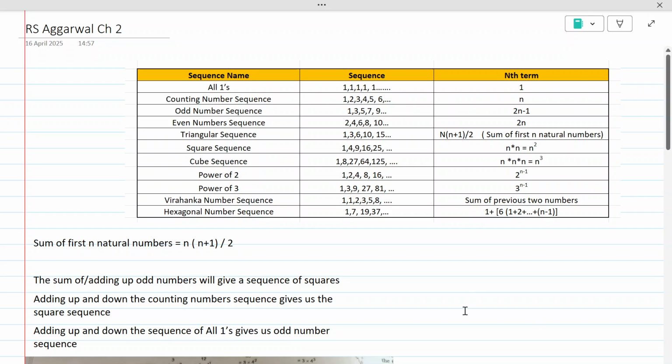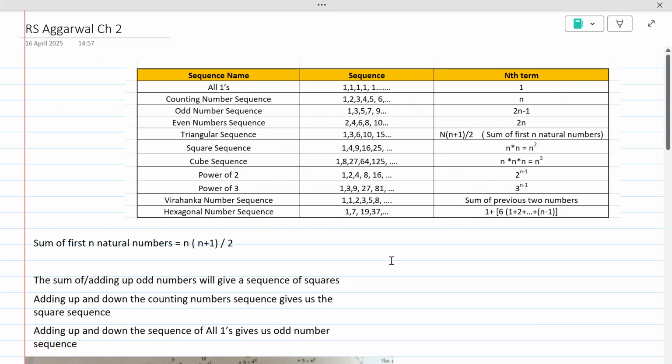Hello kids. So we have completed this chapter first, mathematic patterns from NCERT book, and now we will pick up the exercise from RS Aggarwal. Okay? So for your ease, I have created this table and I have written the sequence name, the example of the sequence and the nth term, that is any term if we have to derive of that particular sequence.